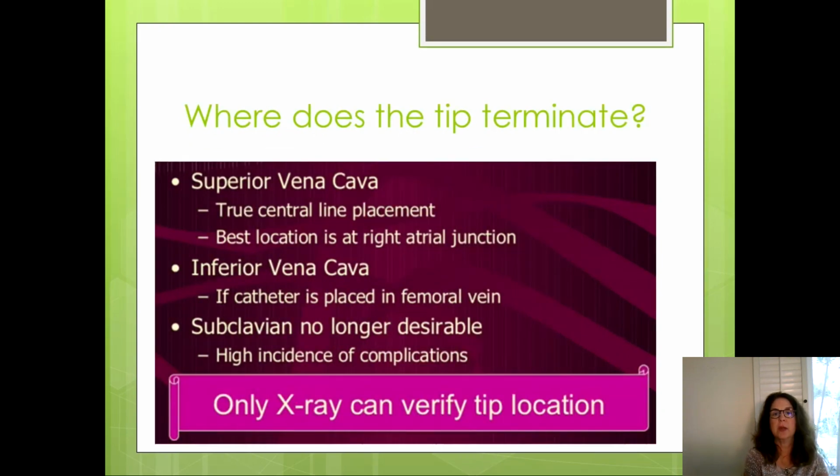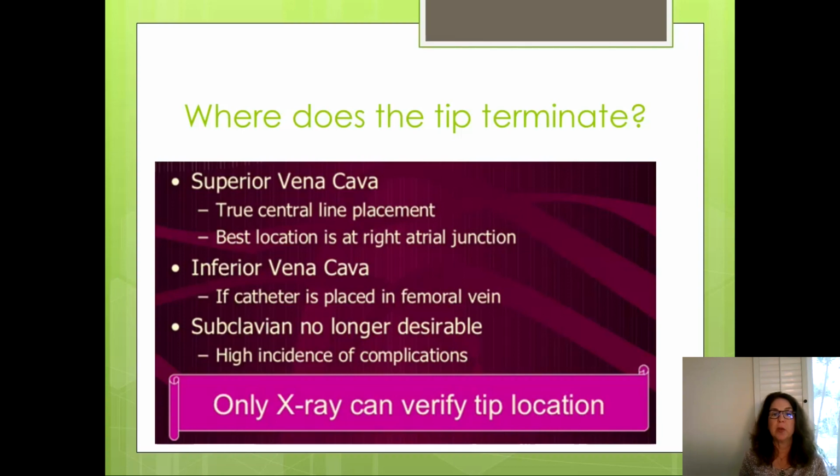Now, where does the tip terminate? Just because I see it in the femoral site, or in the jugular or the subclavian, doesn't necessarily tell us the length of the actual catheter that you're using. The superior vena cava is a typical location for a true central line catheter. The best location is right at the atrial junction. We'll show you a picture of that in a few minutes.